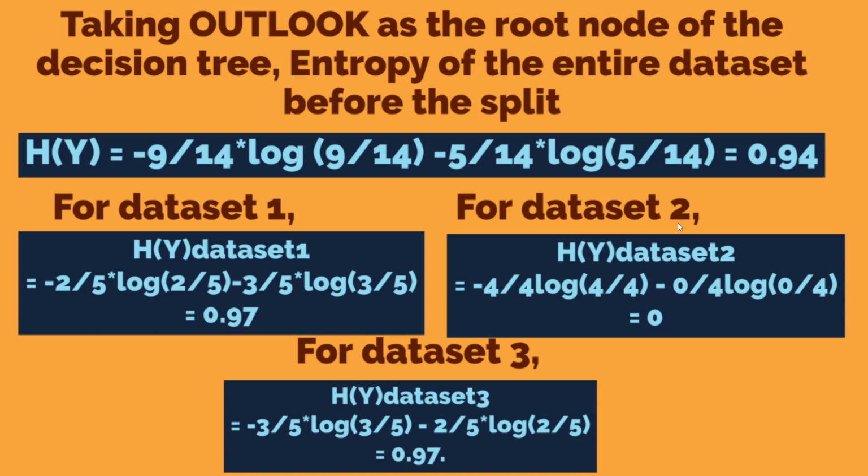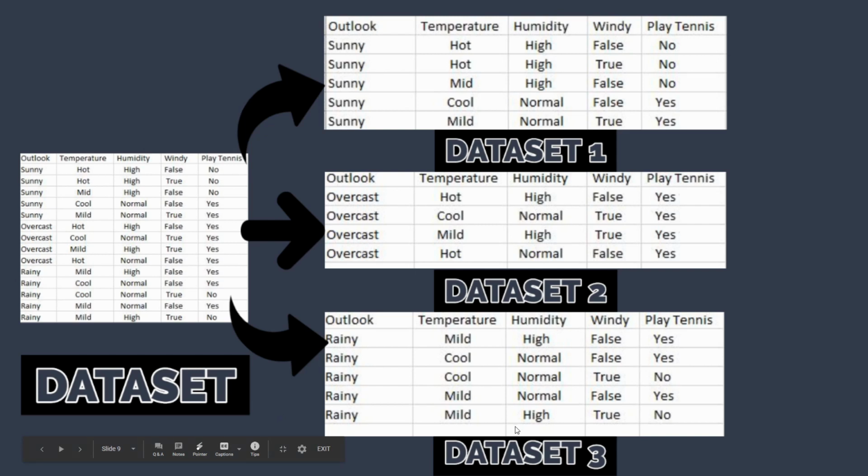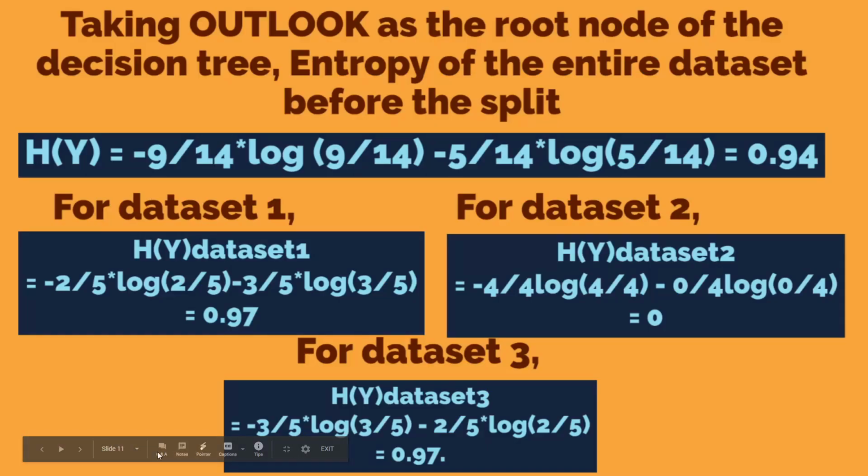And finally to the last subset, which is dataset 3. Here you can see that we have 3 positive outcomes. We have 3 yes and 2 no's, that is, 2 negative outcomes. If we compute the entropy in this case, we get minus 3 by 5 into log 3 by 5 minus 2 by 5 into log 2 by 5, which comes out to be equal to 0.97.